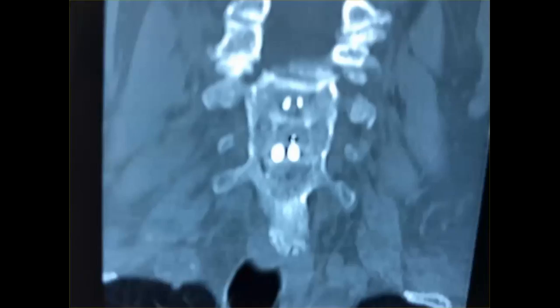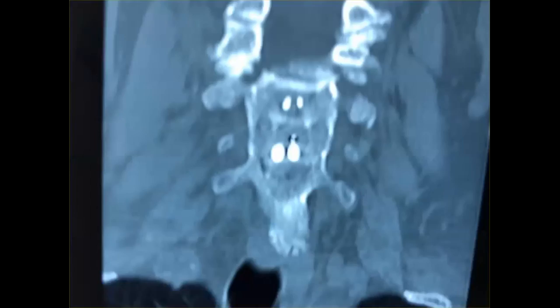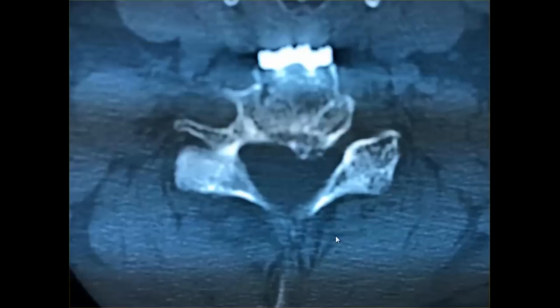What's that? A little bit. Yeah, a little bit. But usually it makes a big black line. Some of them are worse than others. Here's a coronal cut that shows a solid fusion. And this is that same, remember that same disc bulge or osteophyte? It's made out of bone.